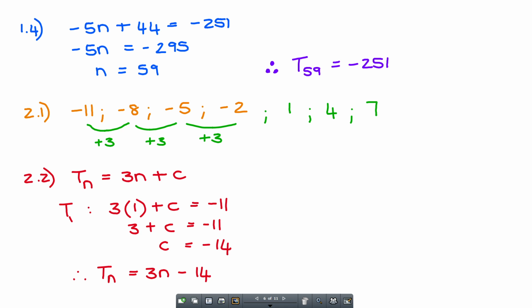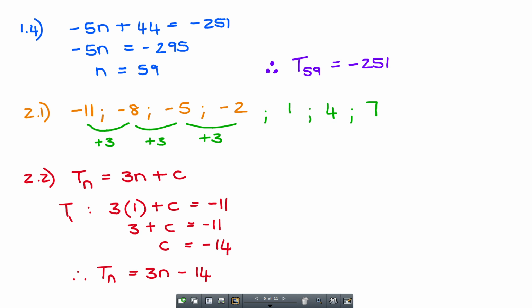So over here I was given minus 11, minus 8, minus 5 and minus 2. So hier sal jy sien dis elke keer plus 3, plus 3, plus 3. Okay, so at 2.1 they ask me for the next 3 terms. Die volgende 3 terme van die patroon. So if I add 3, I get 2. Add 3, get 4, and add 3, I get 7.